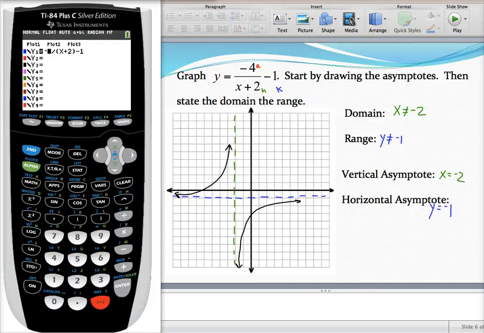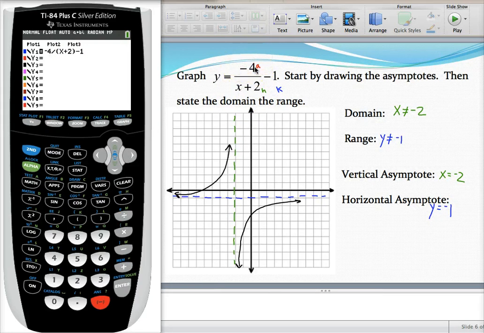So we've just graphed this rational function by hand, but let's take a look at some things that we could see using the calculator if we were to use that. So I've entered this in. Notice I've used parentheses around my denominator, which is very important for these rational functions. We could also use them around the numerator. However, with one term that won't matter.